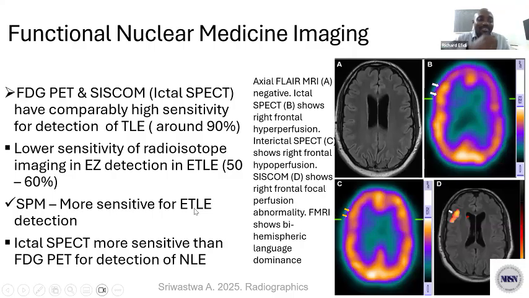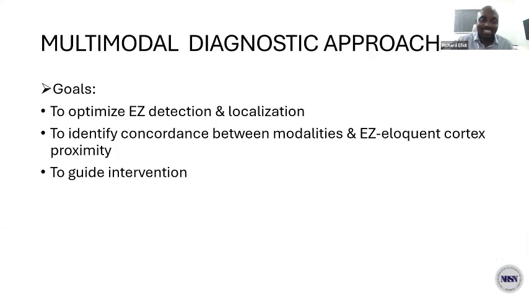Now, radionuclide imaging, especially PET and SPECT, has been shown to have high sensitivity for the detection of temporal lobe epilepsy. However, their sensitivity in detection of extratemporal lobe epilepsy is low. But SPM, that's statistical parametric mapping, has been shown to actually be more sensitive in the detection of extratemporal lobe epilepsy. Ictal SPECT is more sensitive than PET for the detection of MRI negative epilepsy or non-lesional epilepsy.